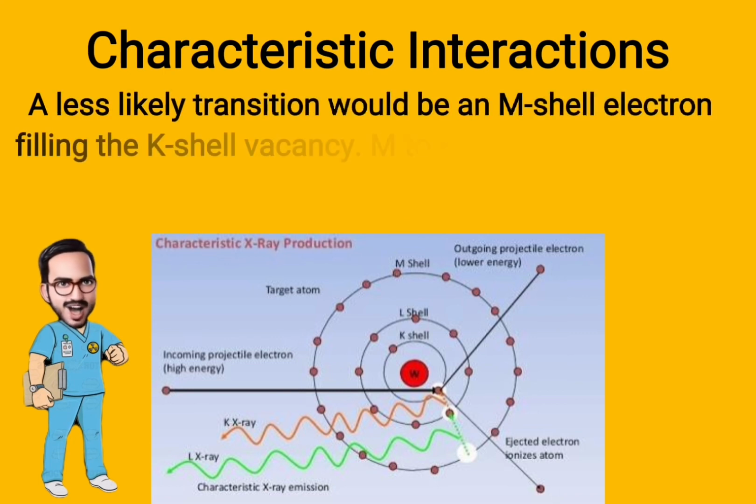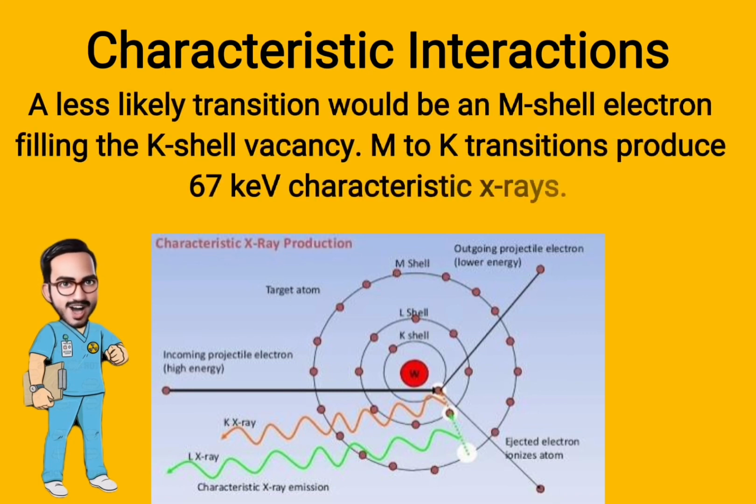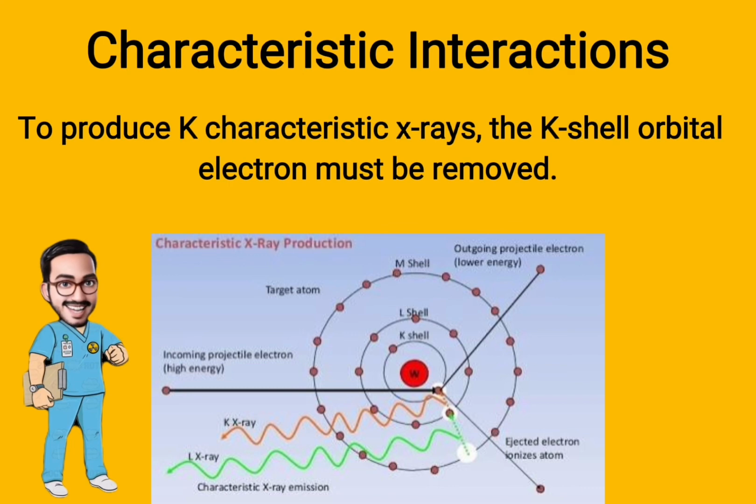A less likely transition would be an M shell electron filling the K shell vacancy. M to K transitions produce 67 keV characteristic X-rays. To produce K characteristic X-rays, the K shell orbital electron must be removed.